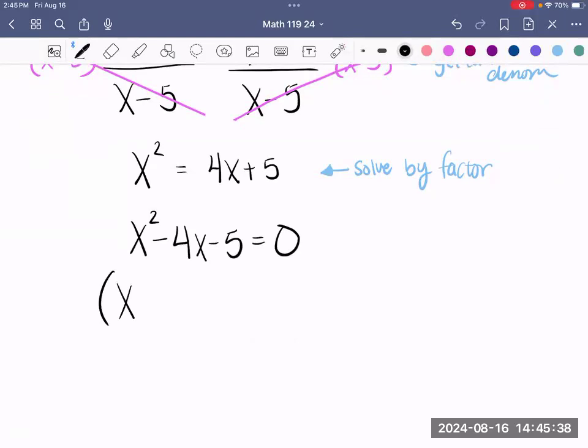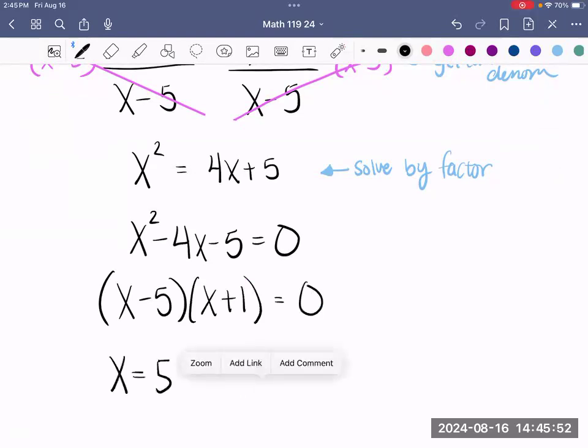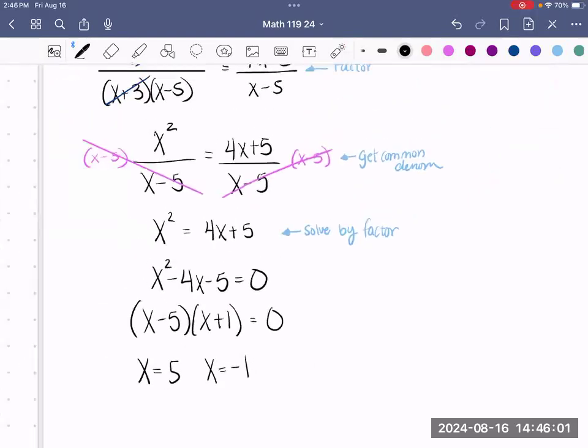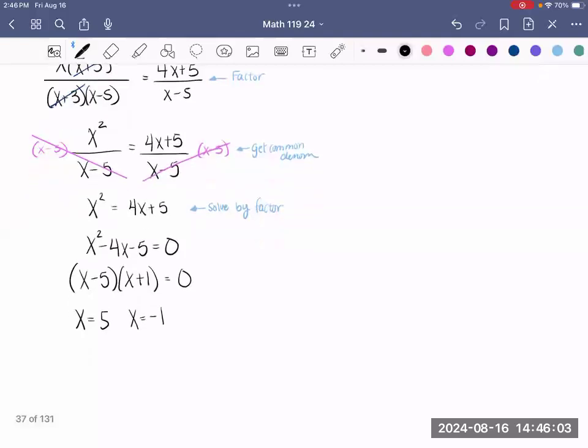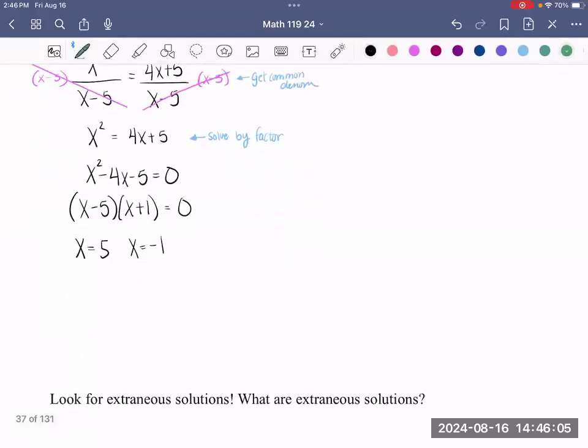Let's see. So you can pause the video before I show you the answer to the factoring. We get x minus 5 and x plus 1 is equal to 0. So therefore, x is equal to 5 and x is equal to negative 1. Now, before we say, hey, we are totally, completely done, let's take a look at your domain.